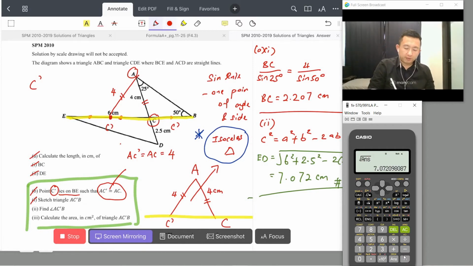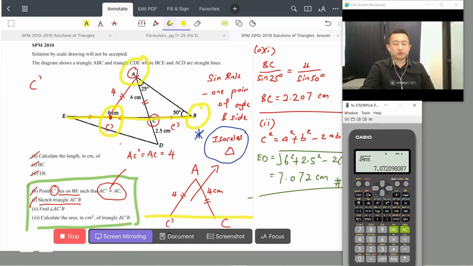We look at B1, sketch triangle. Ambiguous case always comes with sketching a new triangle or a new shape. It doesn't have to be a triangle. Now we have to sketch triangle AC prime B. Try to allocate these three points. This is A, this is C prime, and this is B. You need to sketch this triangle. Okay, now I'm sketching this.